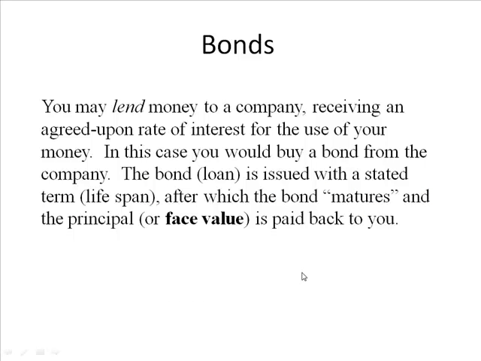Bonds are different in the fact that you're actually lending money to a company. You receive an agreed upon rate of interest for the use of your money. The bond is issued with a stated term, after which the bond matures and your principal is paid back to you.